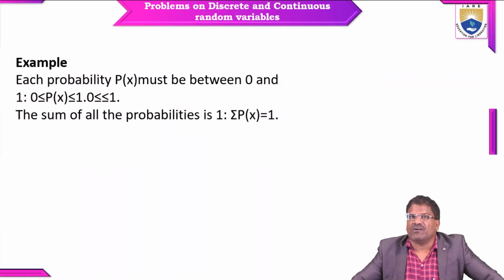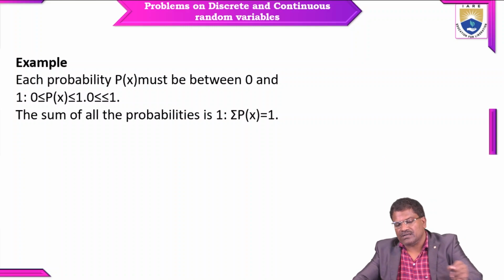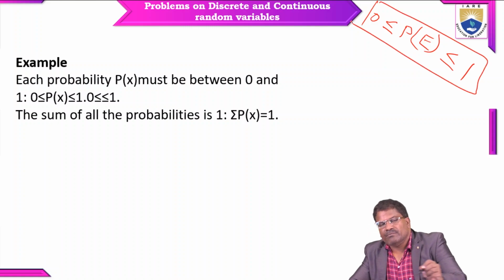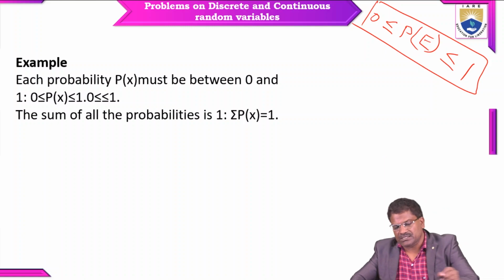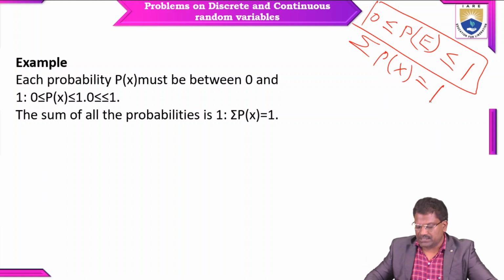Each probability p of x must be between 0 and 1. So 0 is less than or equal to p of x, which is less than or equal to 1. That is where we know that the probability of any event is between 0 and 1. This is the main probability condition. The sum of all probabilities, sigma p of x, is equal to 1. The sum of all probabilities is 1.